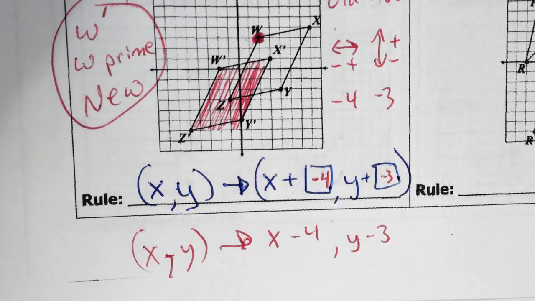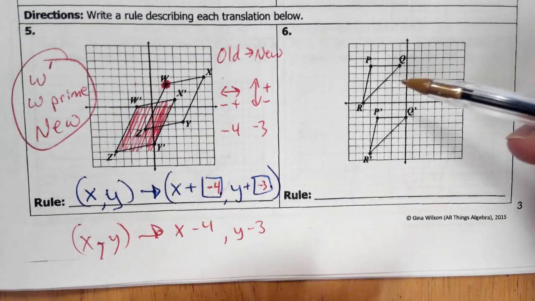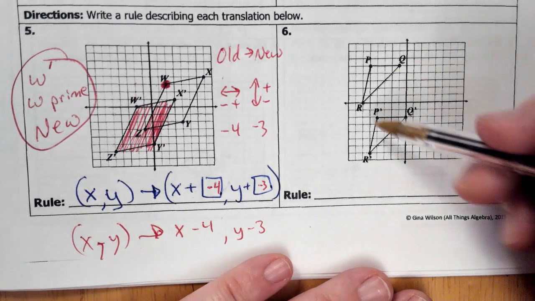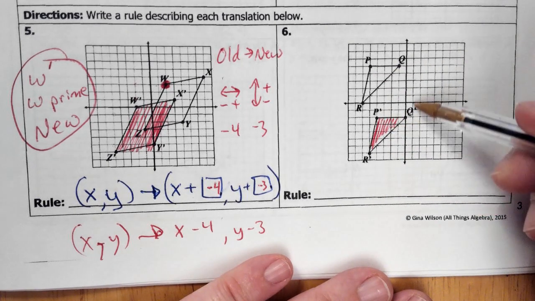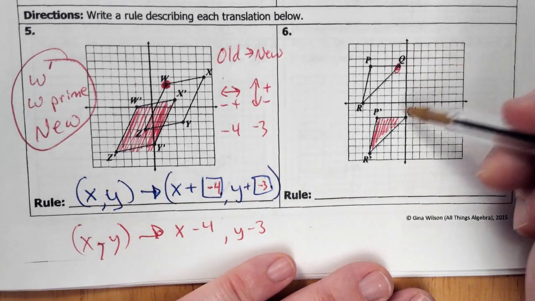Okay, let's do it one more time. So that was number 5. And now let's try number 6. Okay, which one's the new shape? The top or the bottom? In this case, the bottom, because that's the one with the prime. All right, pick a point. Doesn't really matter. I'm going to pick Q because it's the most out of the way.